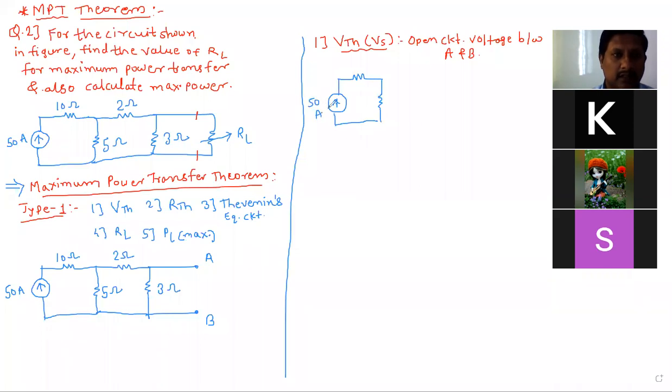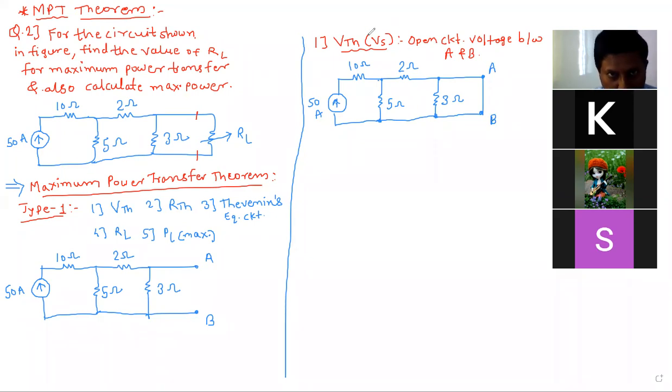This is 50 ampere, 10 ohm, 5 ohm. This is 3 ohm, sorry. This is 2 ohm. And this is 3 ohm. And we are going to short A and B.